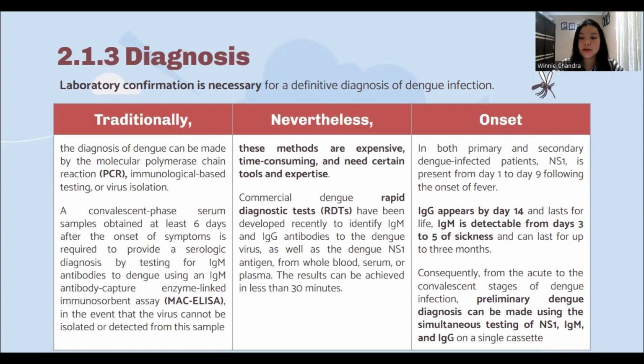In both primary and secondary dengue-infected patients, NS1 is present from day 1 to day 9 following the onset of fever. IgG appears by day 14 and lasts for life. IgM is detectable from days 3 to 5 of sickness and can last for up to 3 months. Consequently, from the acute to the convalescent stages of dengue infection, preliminary dengue diagnosis can be made using the simultaneous testing of NS1, IgM, and IgG on a single cassette.